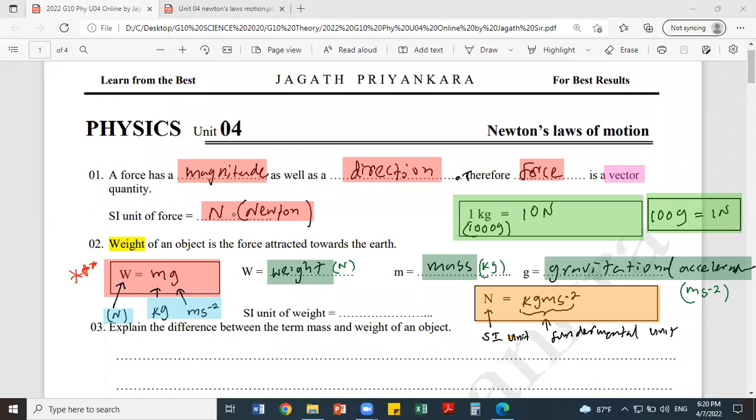Okay, so latecomers, I think many students join late, maybe due to the power cut.